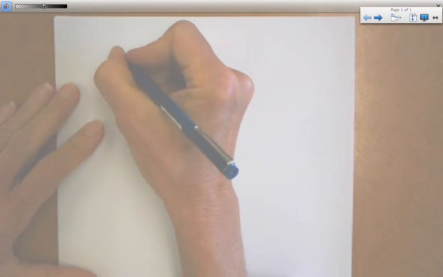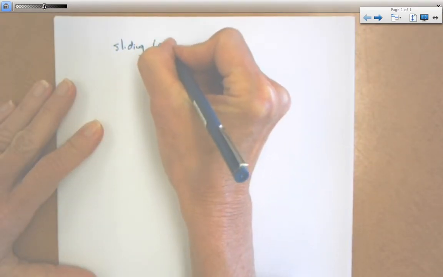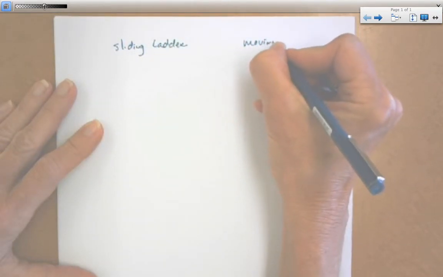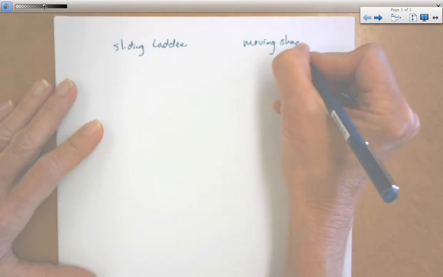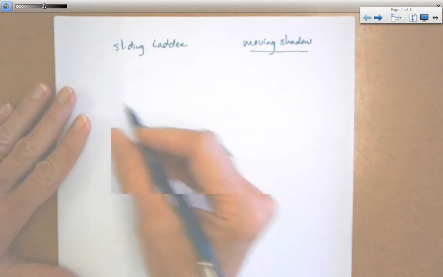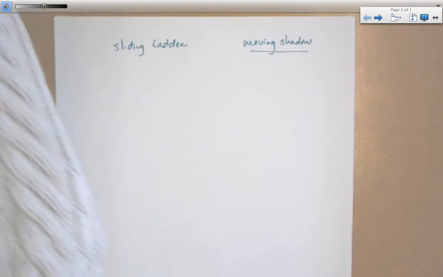Okay, so we need to do a little bit of work on two types of related rate problems that you have for homework. One is called the sliding ladder, and the other is called the moving shadow. I'm going to wait on the moving shadow for tomorrow in class, but let's go ahead and do the sliding ladder. All right, so I'm in your book.